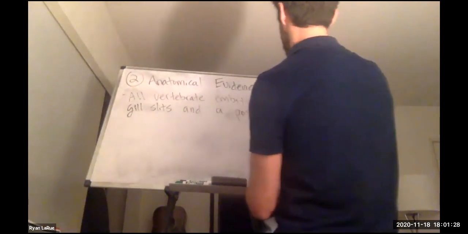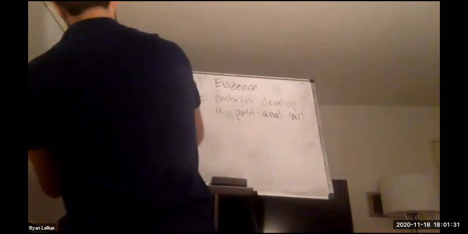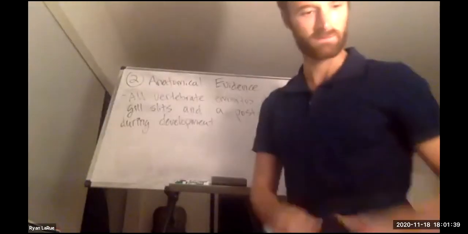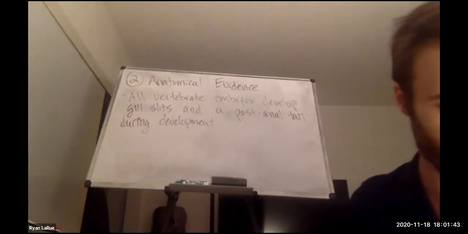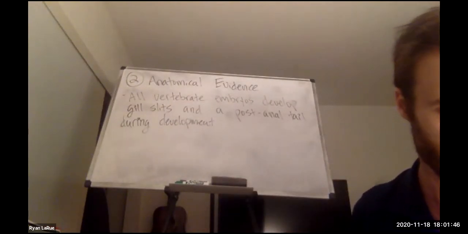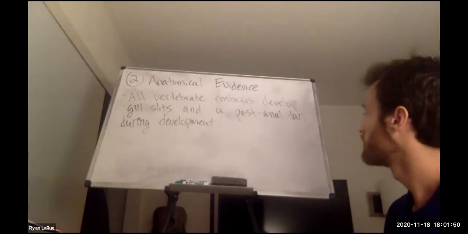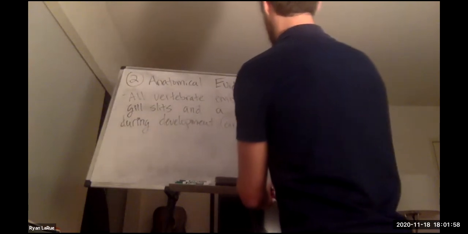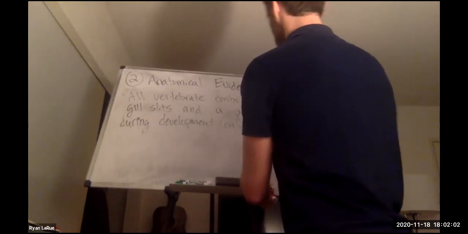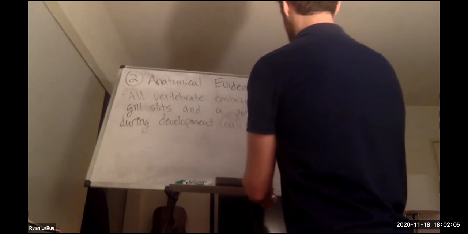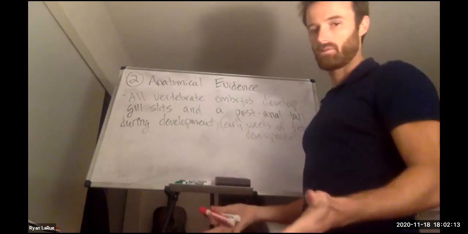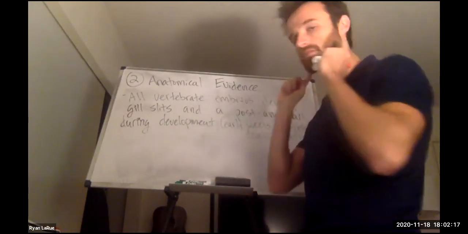And a tail, a postanal tail, during development. In the early weeks, at least, of fetal development. So I'll add early weeks of fetal development. Of course, terrestrial vertebrate animals don't have gills, right? Because we're on land. They actually become part of the ears and throat.